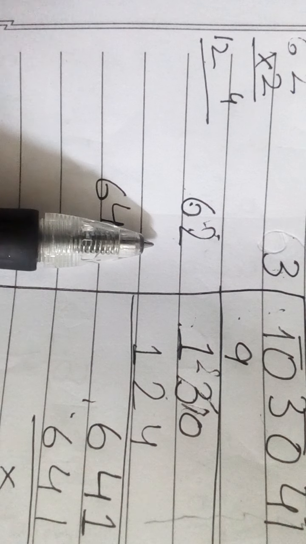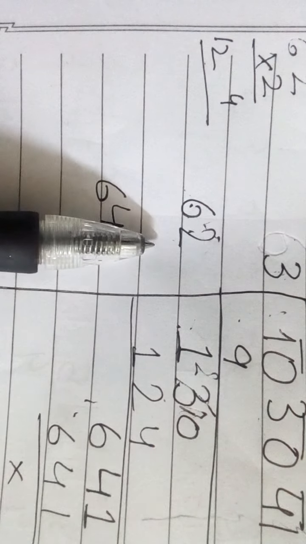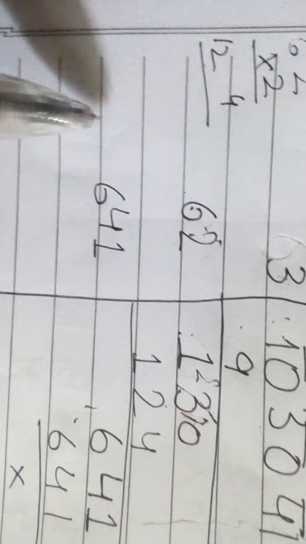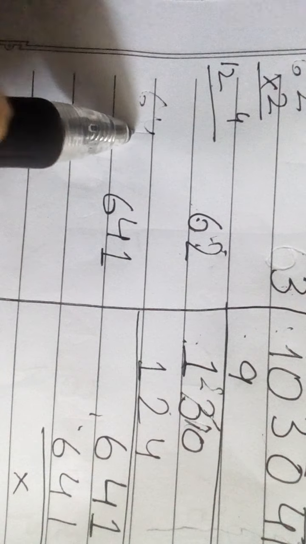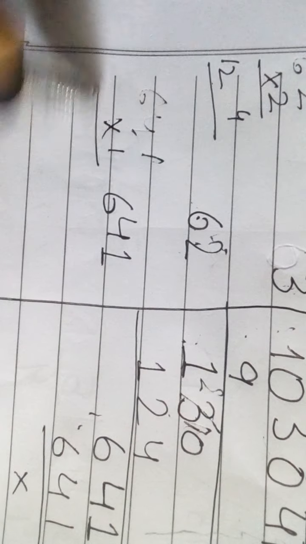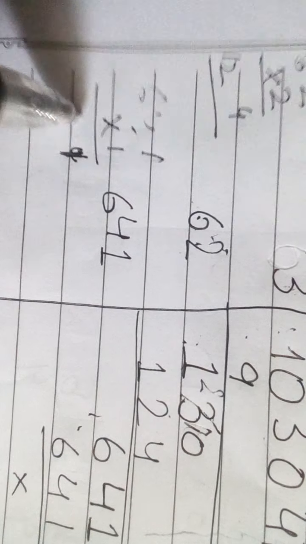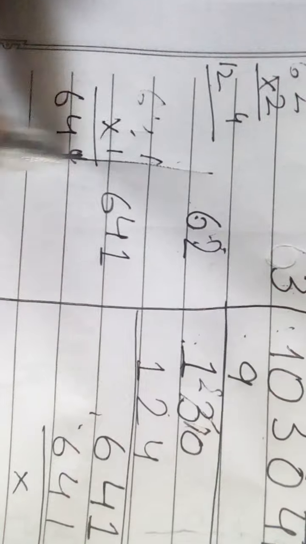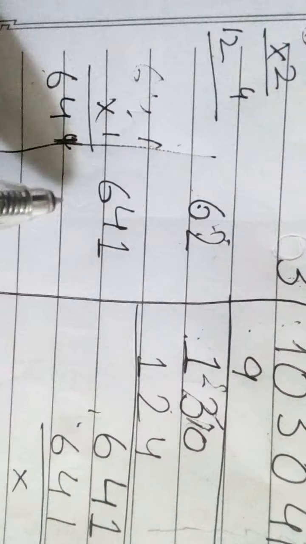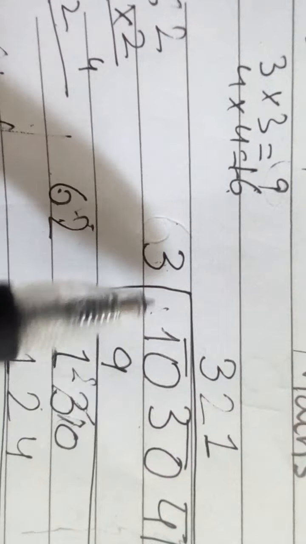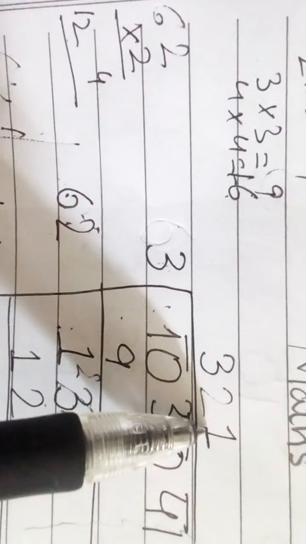Okay. Here is the 64 and here is the 641. So we multiply 641 by 1. 1 ones are 1, 1 fours are 4 and 1 6 is 6, 641. 641 multiply 1 will be 641. So the square root of 1 lakh 3,041 is 321.